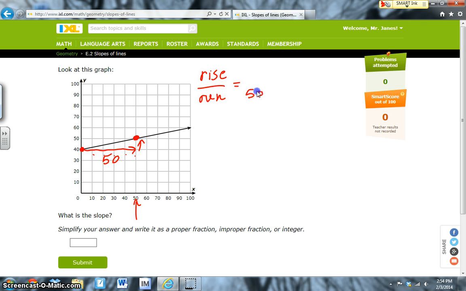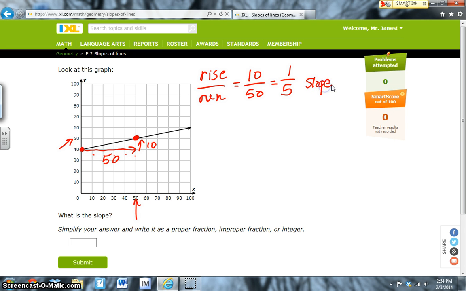Our run is 50. And our rise, well, it just goes up 1 grid mark, but it's going up by tens, so our rise is 10. So 10 over 50. And if we simplify that, we get 1 over 5. And that is our slope.